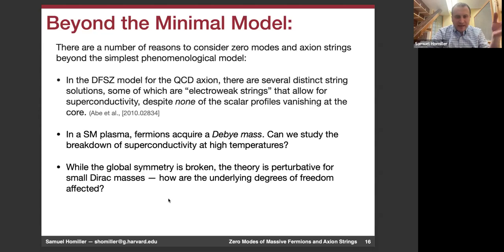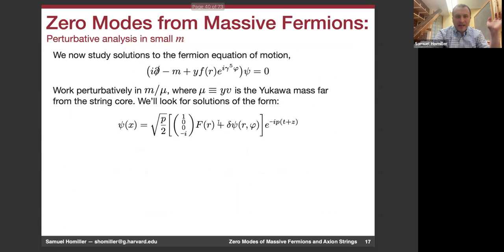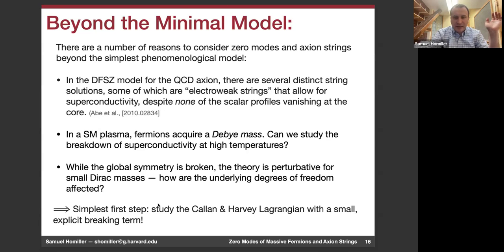The last thing I'll say here is, with the global symmetry, I can write down a small mass term that breaks it. And yet the theory still seems perturbative for very small Dirac masses. So there's this puzzle of how the underlying degrees of freedom move around in this picture, and what actually happens as I dial the value of this mass term. The simplest first step is to take the same theory and add an explicit symmetry breaking mass term. So I'm going to have the exact same Lagrangian as before, but now add m psi bar psi.